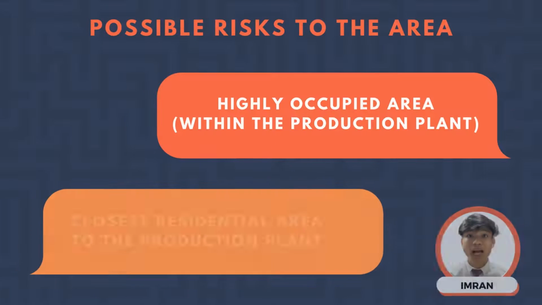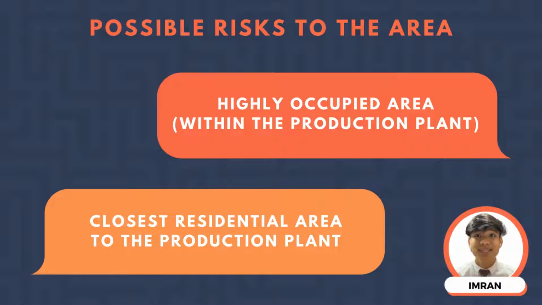Last but not least, I will be discussing the potential risk to the highly occupied area within the production plant. In the case of flammability risk, it can be summarized that the most affected personnel will be the operators due to their working environment, which is followed by admins and the public due to the office and residential area locations.